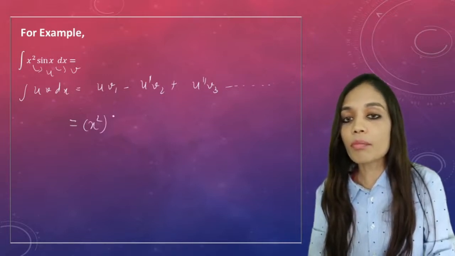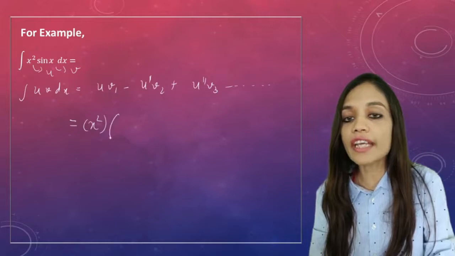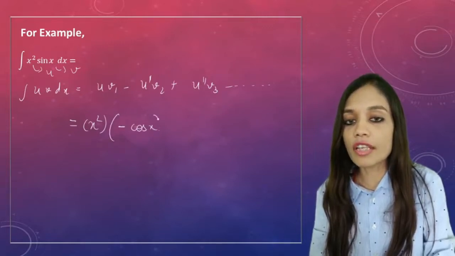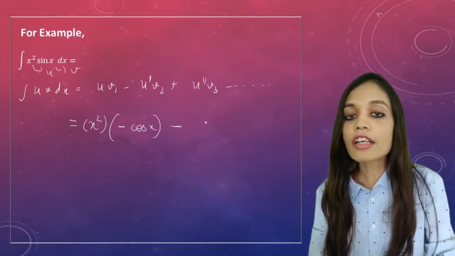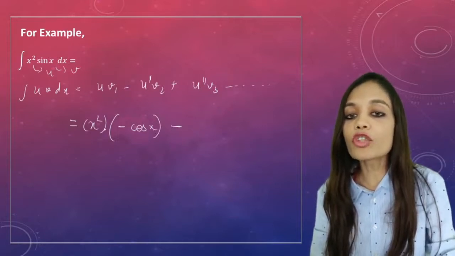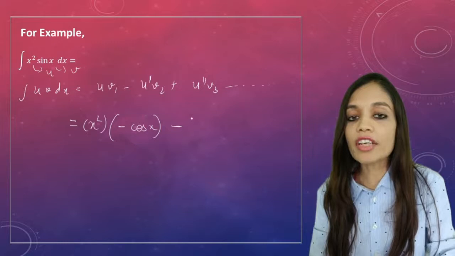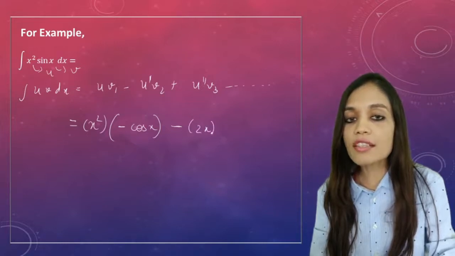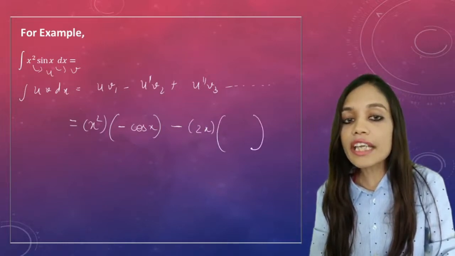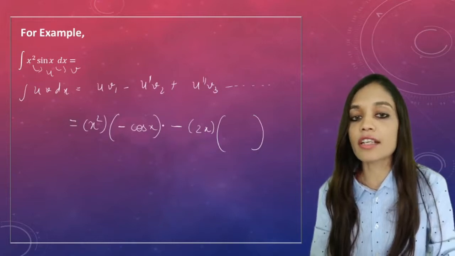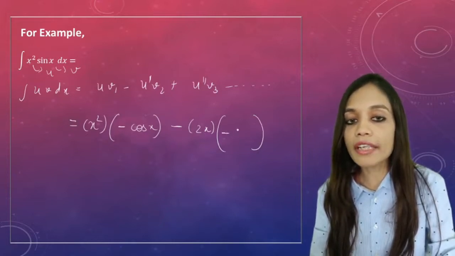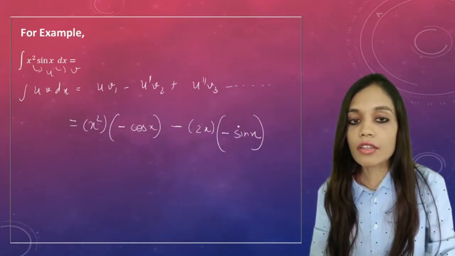Now v1 means integration of sin x. So integration of sin x is minus cos x. Next, minus. Now you have to do the derivative of u, that is our x square. So derivative of x square will be 2x, and now you have to integrate this minus cos x. So integration will be minus sin x.